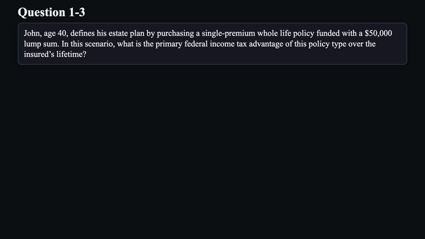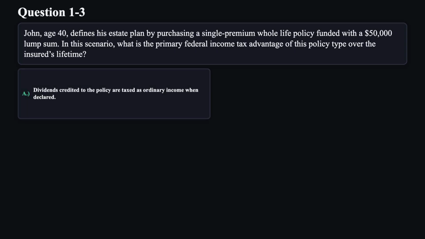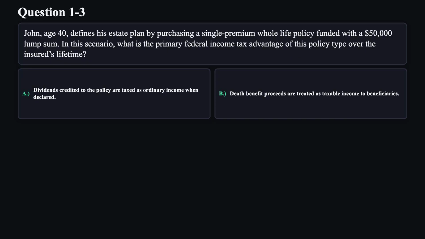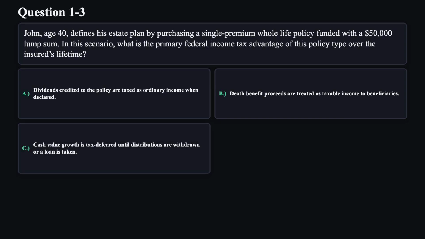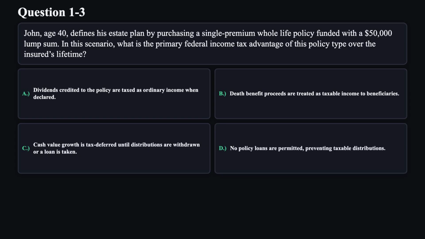Question 3. John, age 40, defines his estate plan by purchasing a single premium whole life policy funded with a $50,000 lump sum. In this scenario, what is the primary federal income tax advantage of this policy type over the insured's lifetime? A. Dividends credited to the policy are taxed as ordinary income when declared. B. Death benefit proceeds are treated as taxable income to beneficiaries. C. Cash value growth is tax deferred until distributions are withdrawn or a loan is taken. D. No policy loans are permitted, preventing taxable distributions.